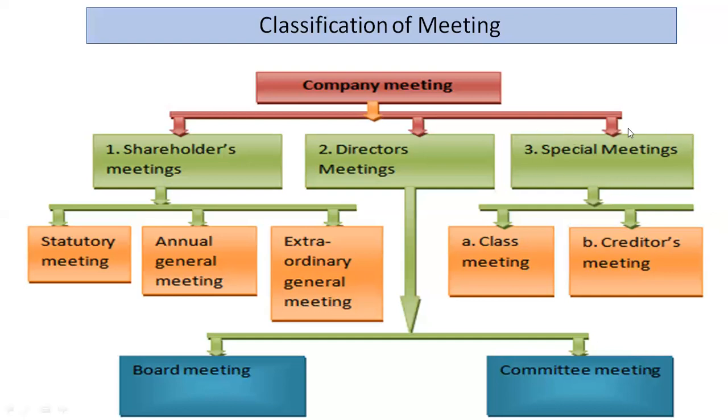Let's come to the third one, that is special meeting. These are again of two types. One is class meeting, another is called creditors meeting. Class meeting means there are varieties. Just now I told you stakeholders are there. Class meeting is of shareholders only. Ordinary shareholders and preferential shareholders may be there, and shares are issued to the employees also. Shares are issued to the management also. Different classes of shares are there.